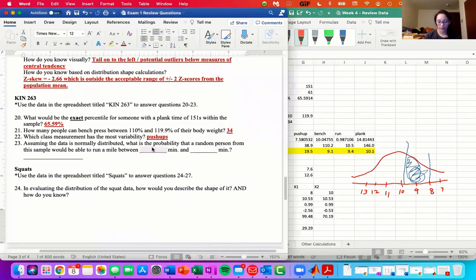Okay, so just for reference, we were looking between 8 and 10 minutes. And the percentile that we found that lies between those two values, you can either write it 29.29, or I would also accept 0.29 if you're reporting it as a probability. Either one is correct.